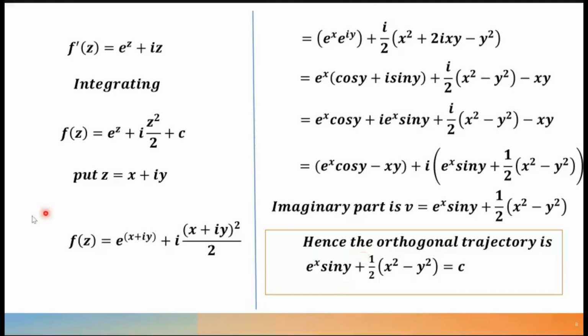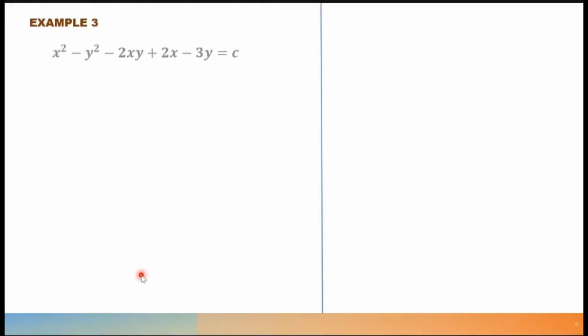This is important: how to separate the real and imaginary parts for e raised to x plus iy. Yesterday we have seen log also, log of x plus iy, e raised to x plus iy. And in the beginning, we have done sine of x plus iy, sine hyperbolic, cos, etc. How to get the real and imaginary parts. Next problem.